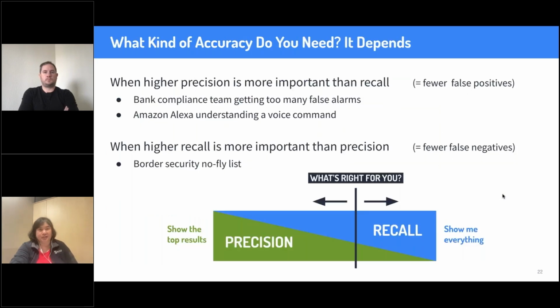So what kind of accuracy do you need? Let's go back to the use cases that Peter described earlier. In some cases, you might want higher precision, such as in a compliance process that you're trying to automate, or in the case of Amazon Alexa interpreting a voice command. We don't want false positives, and we really just want to show the top result or top results. However, for something like border security, we really don't want any false negatives, missing someone who should be flagged. So we'd aim for higher recall, showing everyone who might be a match. Again, it all depends on your business objectives.